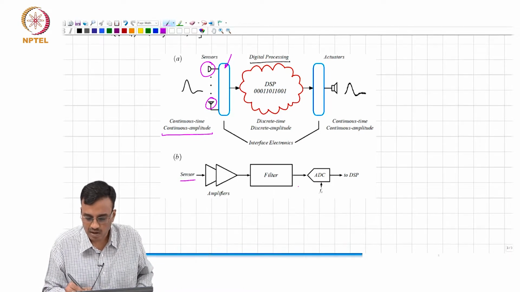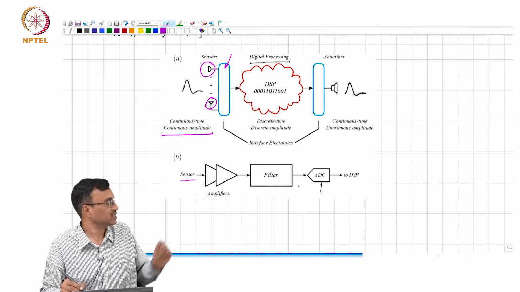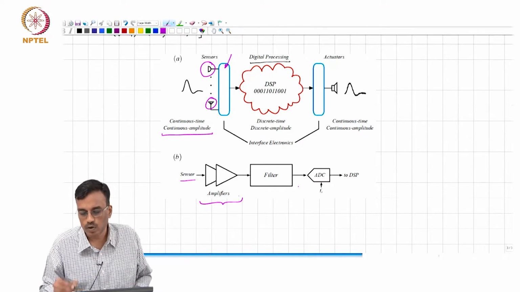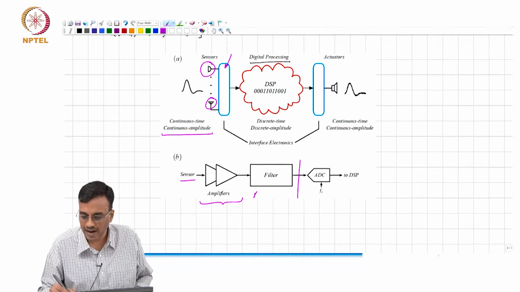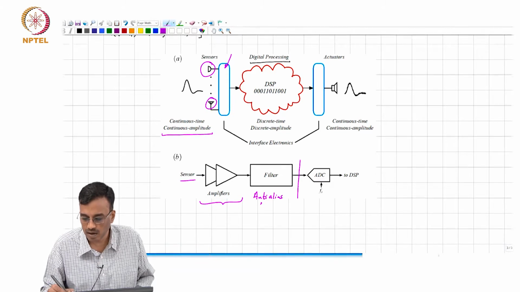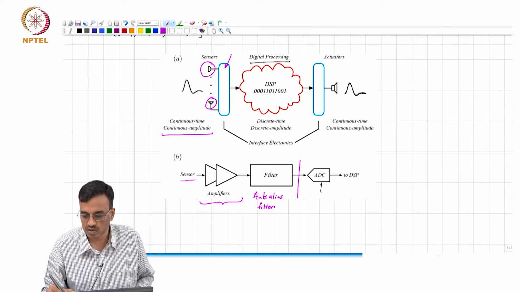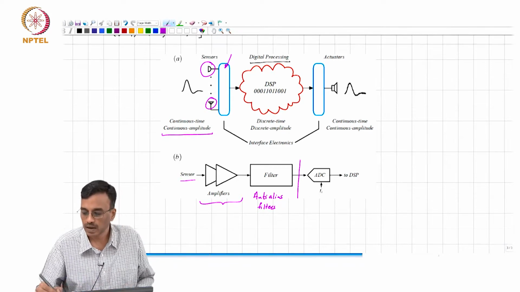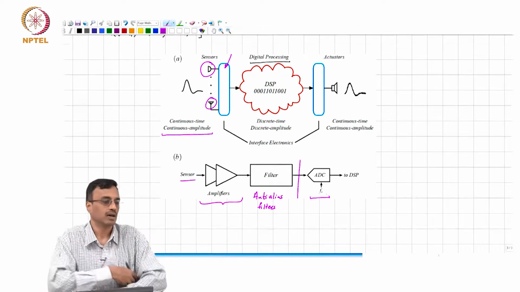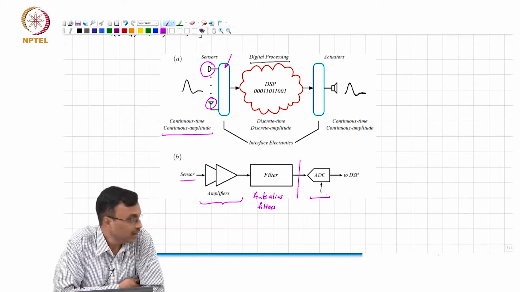So, you have a sensor. The sensor signals are typically very small, so you need to gain them up a little bit, right? And then you need to have an anti-alias filter. We already have seen what the features of this need to be. Then you sample and quantize, right?